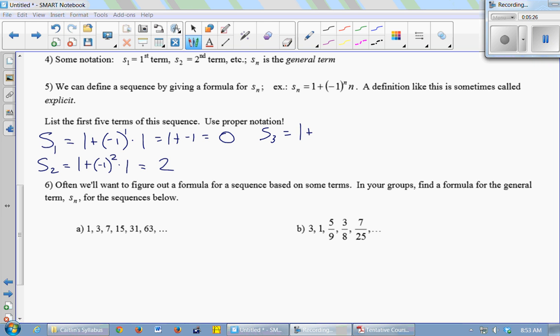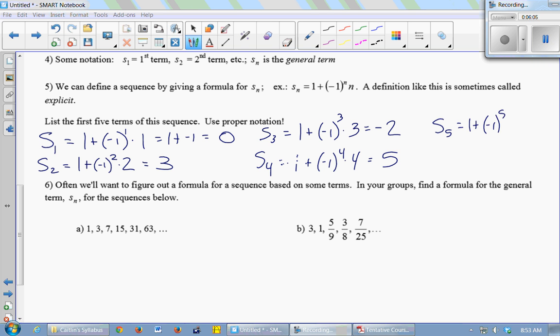S sub 3 will be 1 plus negative 1. Oh, I messed this up. That's supposed to be a 2. Right? Okay, so that's 2 plus 1 is 3. Cubed times 3. Okay, so that's negative 1 times 3 is negative 3, plus 1 is negative 2. So that's 5. And then finally, S sub 5, 1 plus negative 1 to the 5th times 5, which would be negative 5 plus 1 is negative 4.